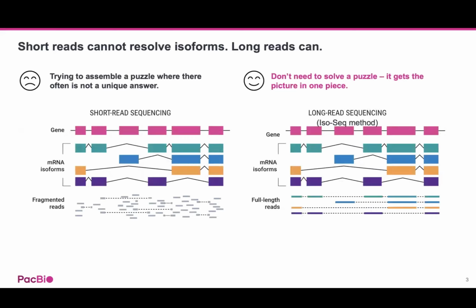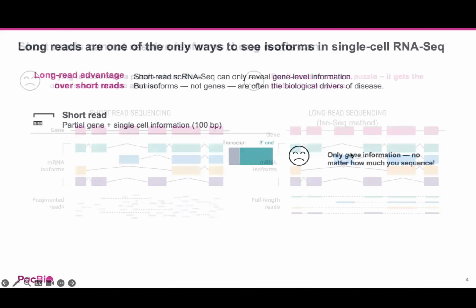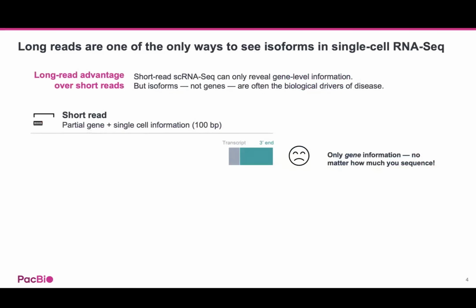Traditional short reads have trouble assembling a full transcript, and this is exactly because alternative splicing produces many RNA isoforms that use the same exonic structures. In contrast, with long-read RNA sequencing with PacBio, the Iso-Seq method, we sequence the entire full-length cDNA. No assembly is required. That is the case for bulk RNA sequencing.